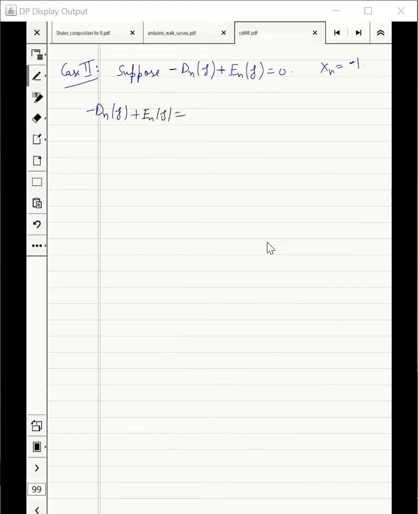What I'm saying is, can this happen? Why can't this happen, both of these simultaneously? Because that would imply F is identically 0. You add them, you will get ENF is equal to 0. You subtract them, you will get DNF is equal to 0. That means F is identically 0. This case is out. We are only left with minus DNF plus ENF equal to 0. The other case, when DNF plus ENF was equal to 0, is very similar to case 2. We won't go into that.